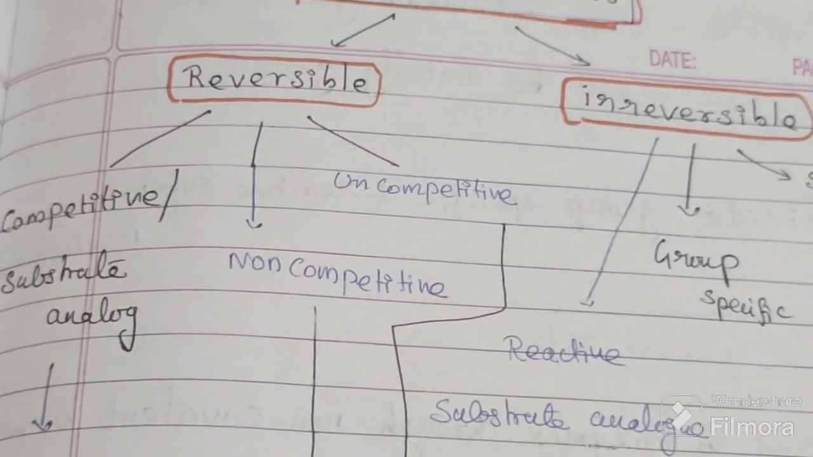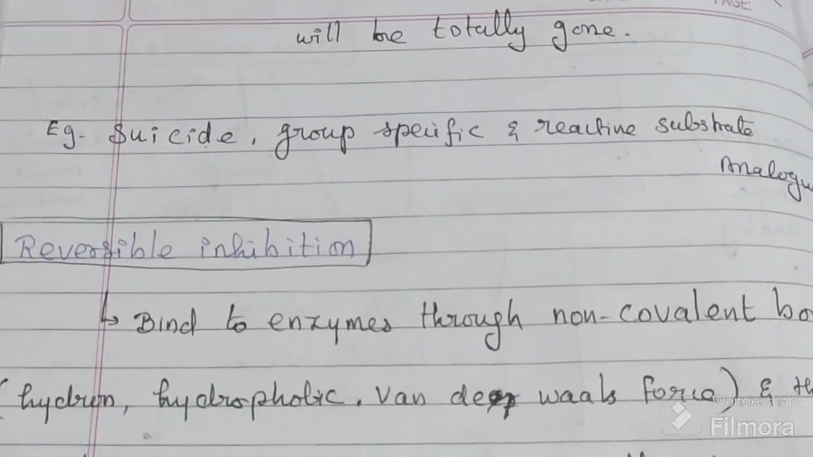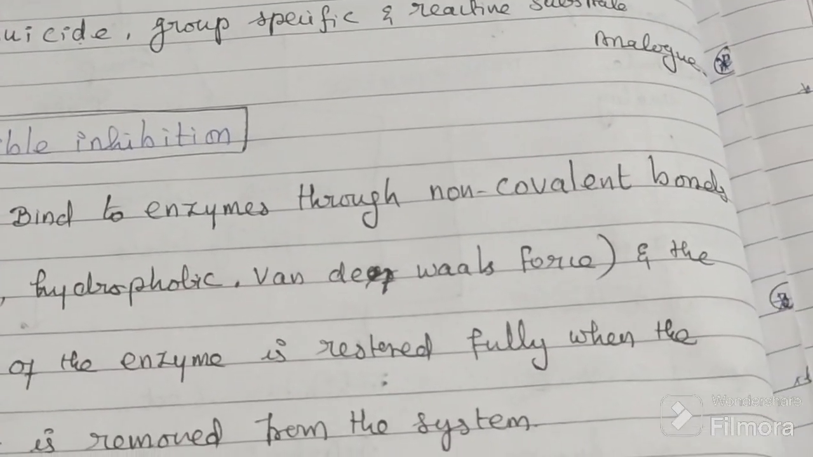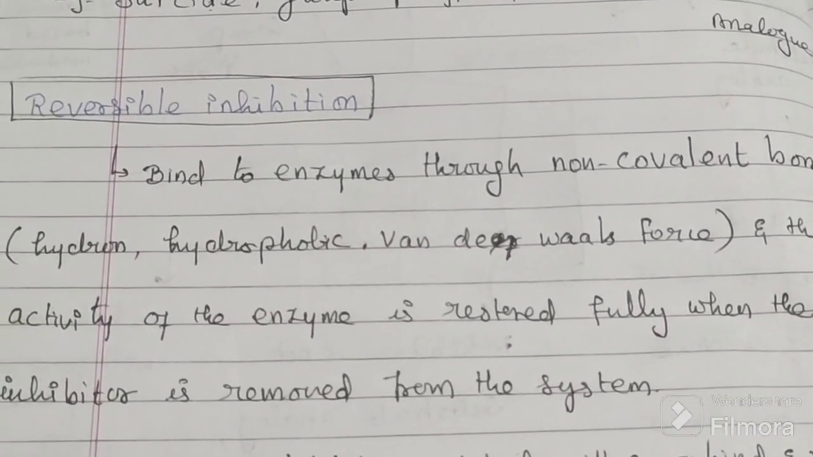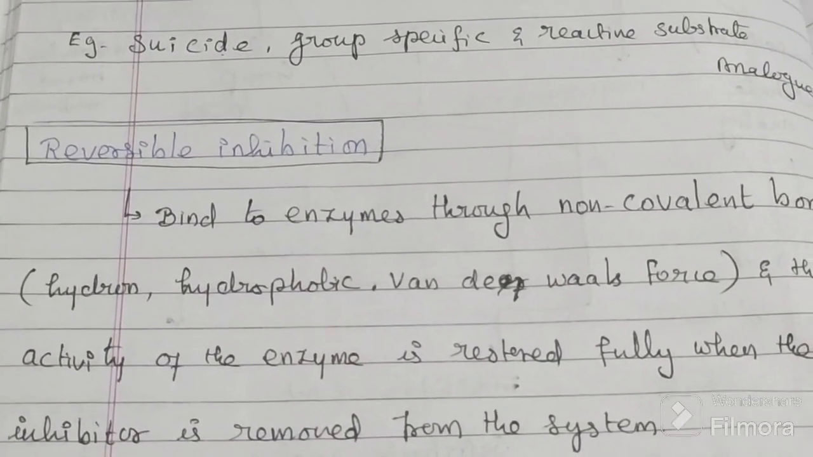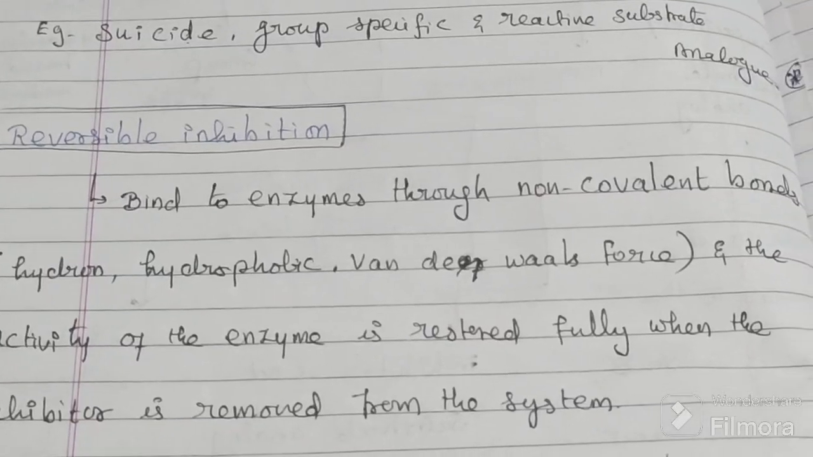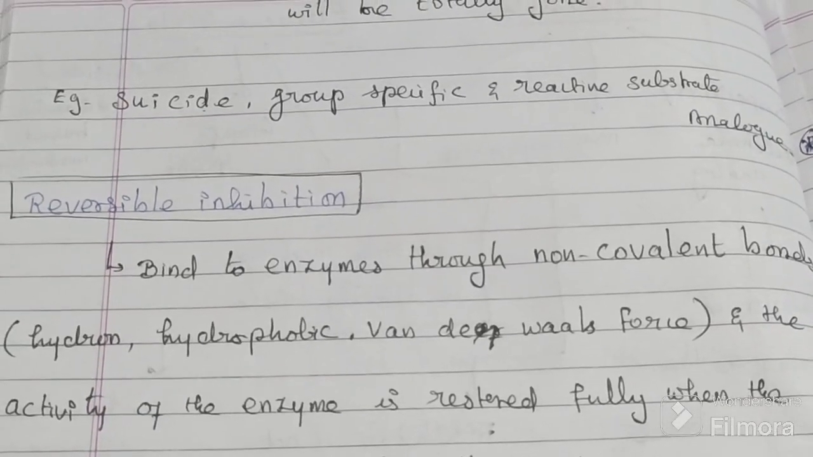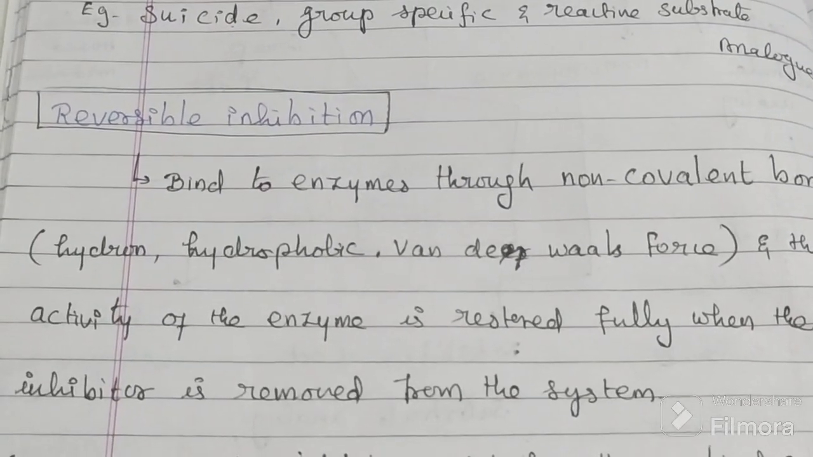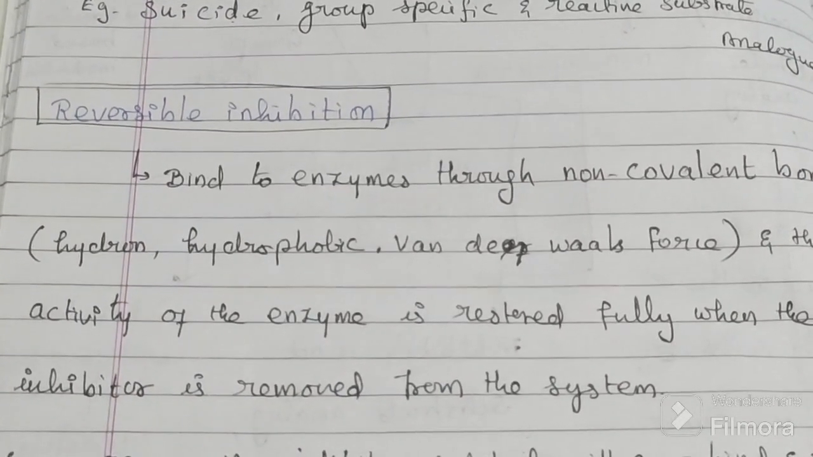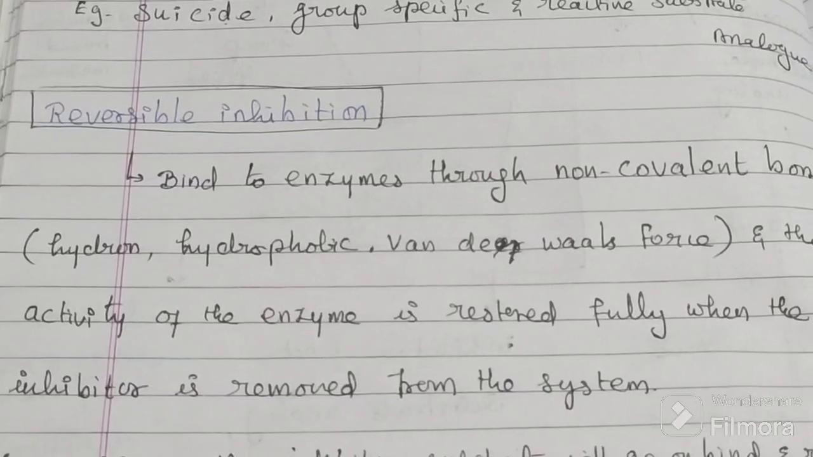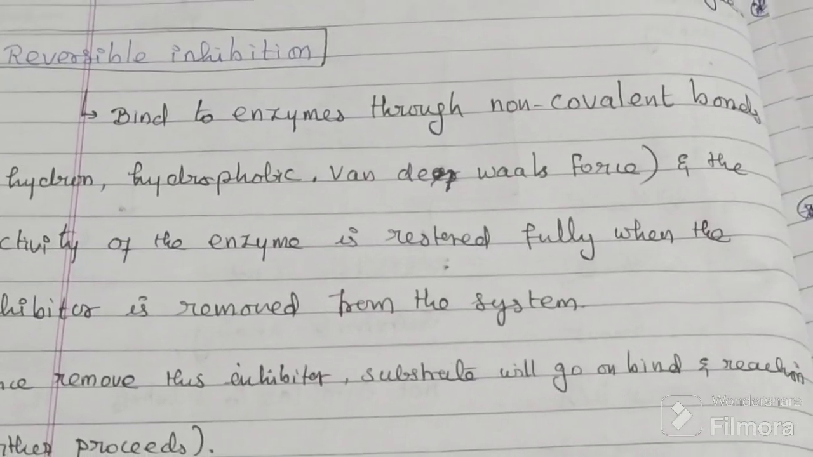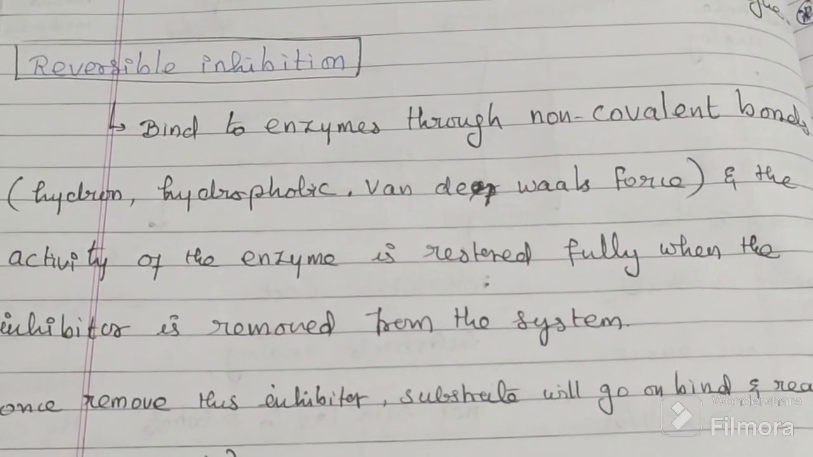First one is reversible inhibition. Reversible inhibition is where the inhibitor binds to the enzyme through non-covalent bonds like hydrogen bonds, hydrophobic interaction, van der Waals force, and electrostatic interaction, and the activity of the enzyme is restored fully when the inhibitor is removed. So that is the advantage of that inhibition.